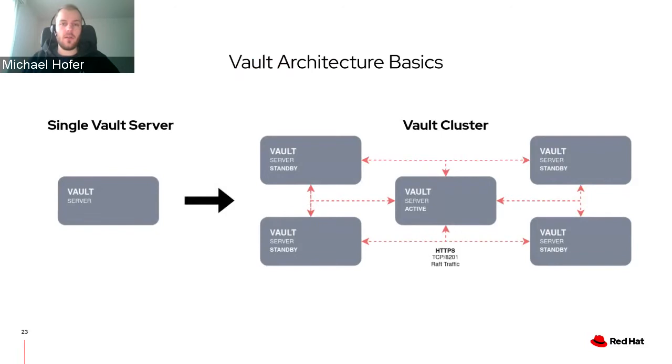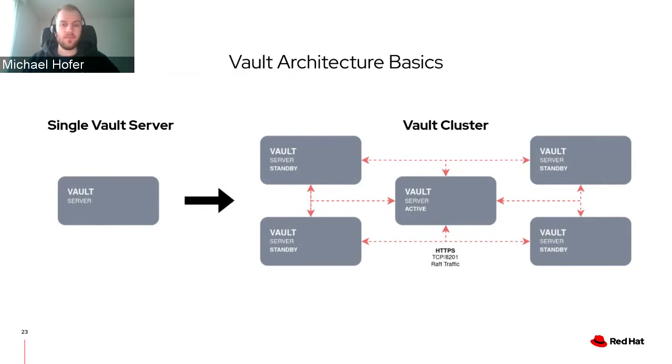To get a better understanding of how the deployment of Vault on OpenShift looks, it's good to know some of the architecture basics of Vault. By default, if you just start Vault, which is a single Go binary, it will run a single Vault server. That is good for experimentation, to get more familiar with Vault and its core functionalities. But if you move to production, the standard deployment is a Vault cluster in order to ensure high availability.